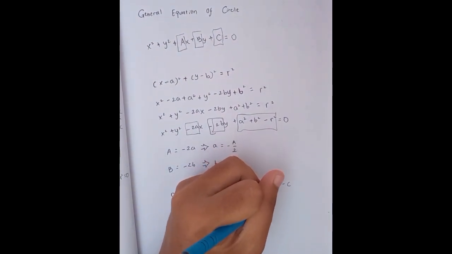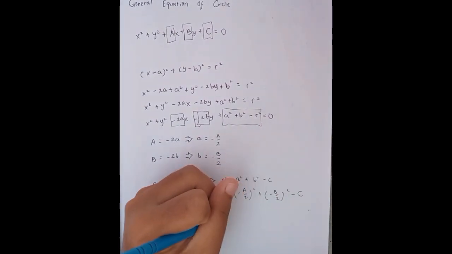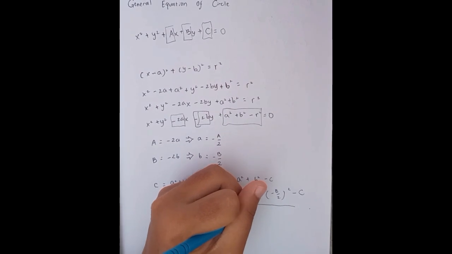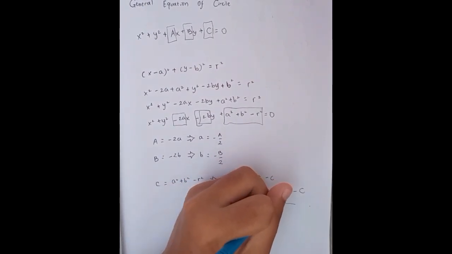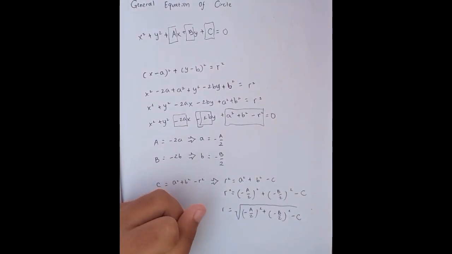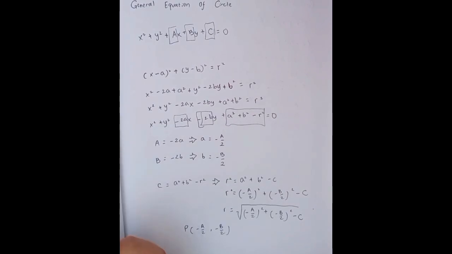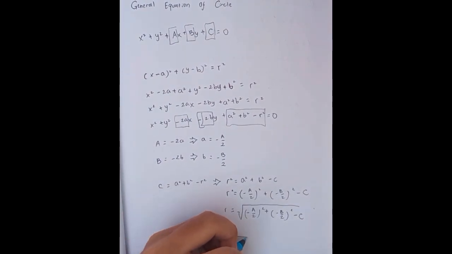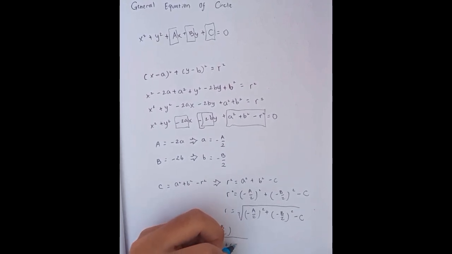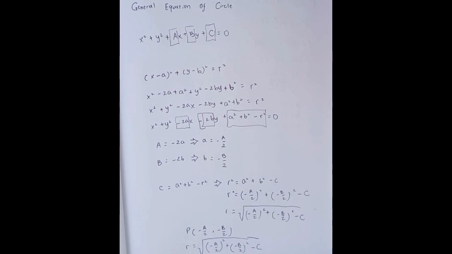A and b are previously known; substitute them into these equations so that r equals the square root of (a over minus 2) squared plus (b over minus 2) squared minus c. So the center point of this equation is (a over minus 2, b over minus 2) and the radius for this equation is the square root of (a over minus 2) squared plus (b over minus 2) squared minus c.